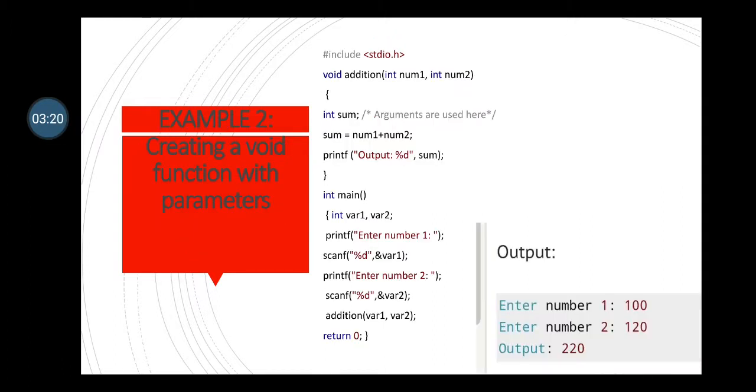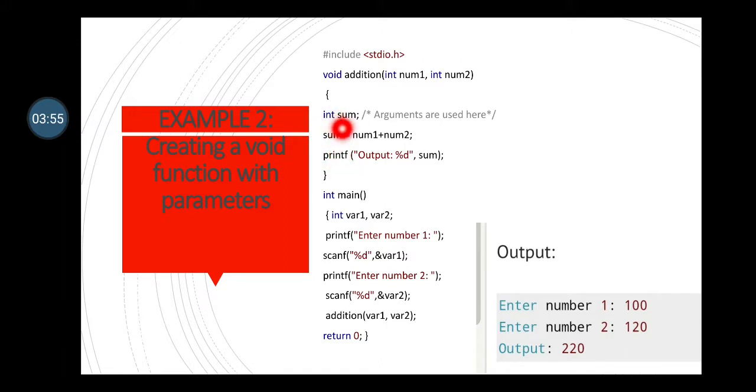Next, creating a void function with parameters. The function will not return anything as the return type is void. Void means null, so it will not return anything, and it has some parameters. These are the formal parameters, and addition means I have to add these two numbers, number 1 and number 2. For now, when you are defining it, it does not carry any value. It will receive the value when this function is called.